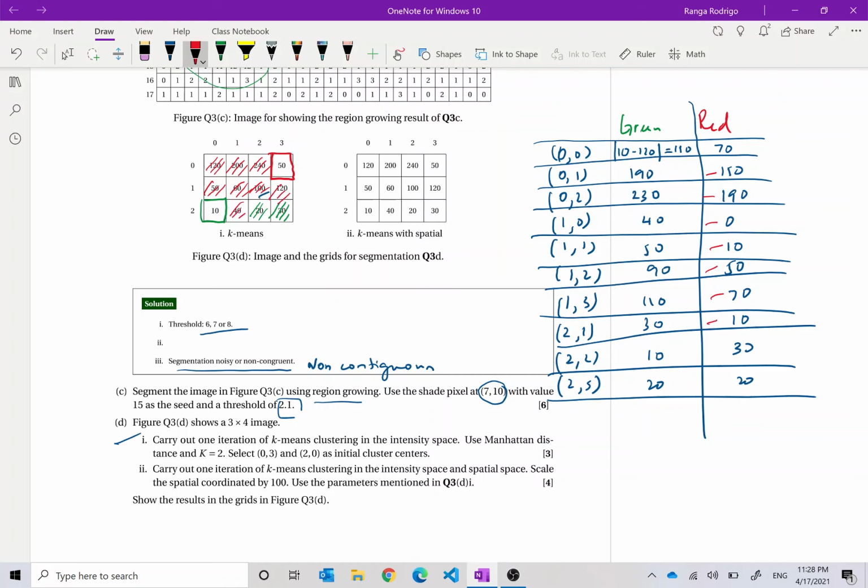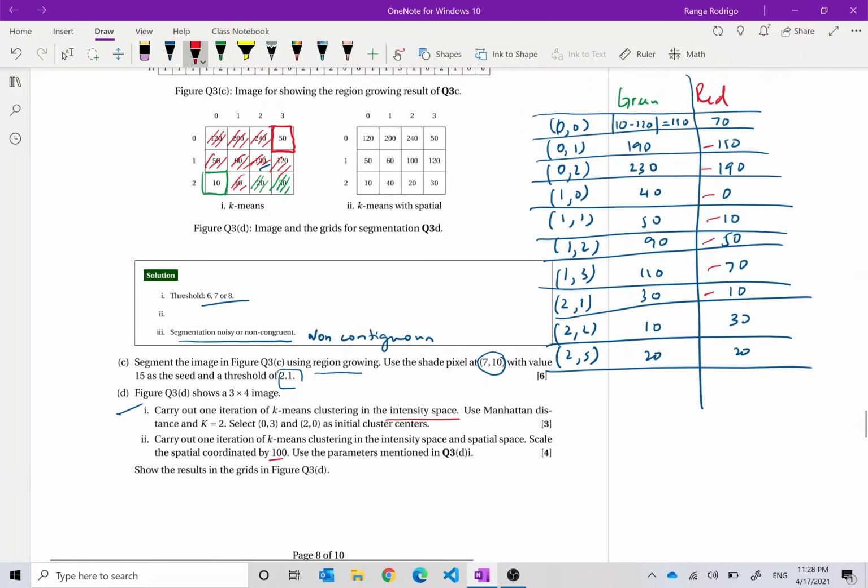Okay. Now that's using Manhattan distance with only color, only in the intensity space. Now if we do the k-means clustering using intensity space and spatial space, scaling the spatial space by 100, then the result will be different. Let's do that also. So let me erase this.